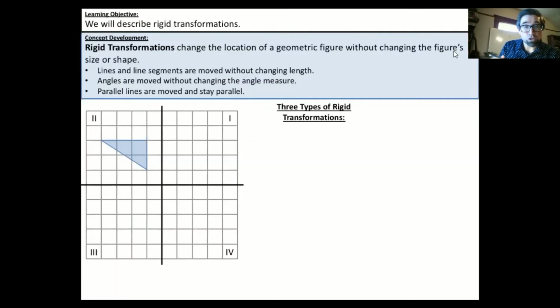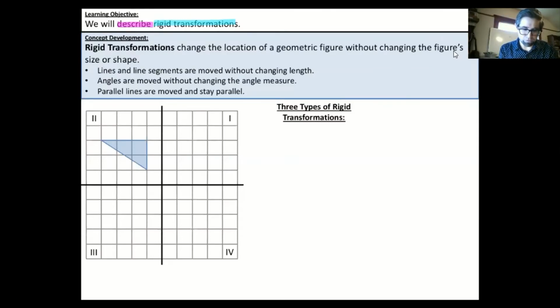Okay, so for our learning objective, it says we will describe. So for this lesson, we're going to be describing things. You're going to be writing down a sentence or possibly 2 describing, and the concept that we're going to be describing are the rigid transformations. Now, there's a little bit more to the whole objective. We're going to be describing the rigid transformations and giving all the details that we would need in order to do that.